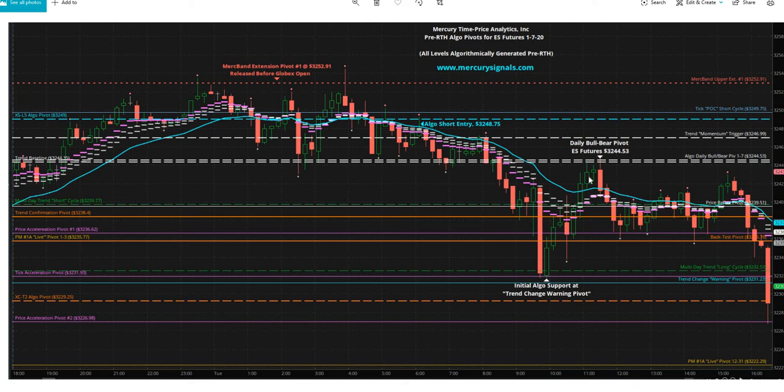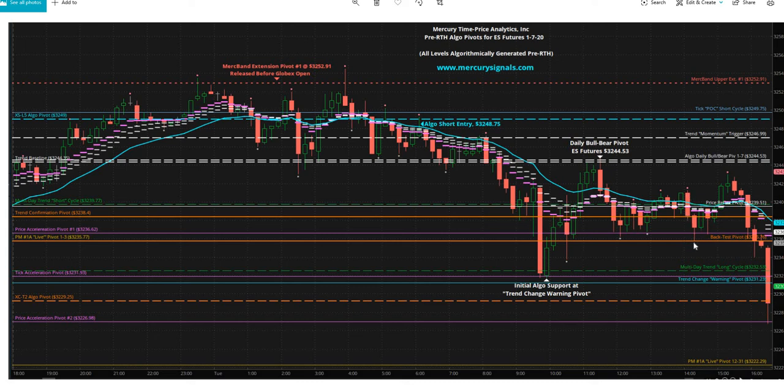Now, where did it bounce up to? It bounced up to our daily bull bear pivot for ES, which is 32.44. This daily bull bear pivot is calculated over 2 hours before the market opens. This is a single line of demarcation for trading that specific day. So you had a break of the bull bear pivot. You came down here into the trend support line, and it came back up, and it stopped to the tick at the bull bear pivot, 32.44. Then it comes down again, stops at the back test pivot, comes back up, stops at the back test pivot again.